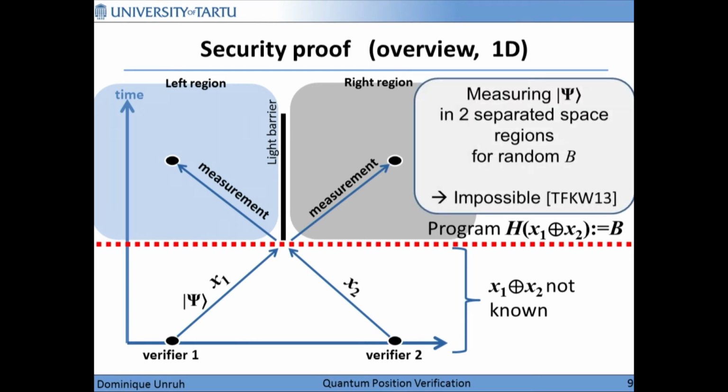And there's an earlier theorem from the paper before by Thomas, Michael, Fehr, Kaniewski, Wehner, which says that measuring a state psi in two separated space regions, when you get a random B, when you're already separated, this is not possible. And after this transformation, we can use this fact and show that in this transformed game, the adversary cannot win, therefore he cannot win in the original game. And that concludes the security proof, or the high-level sketch of it.